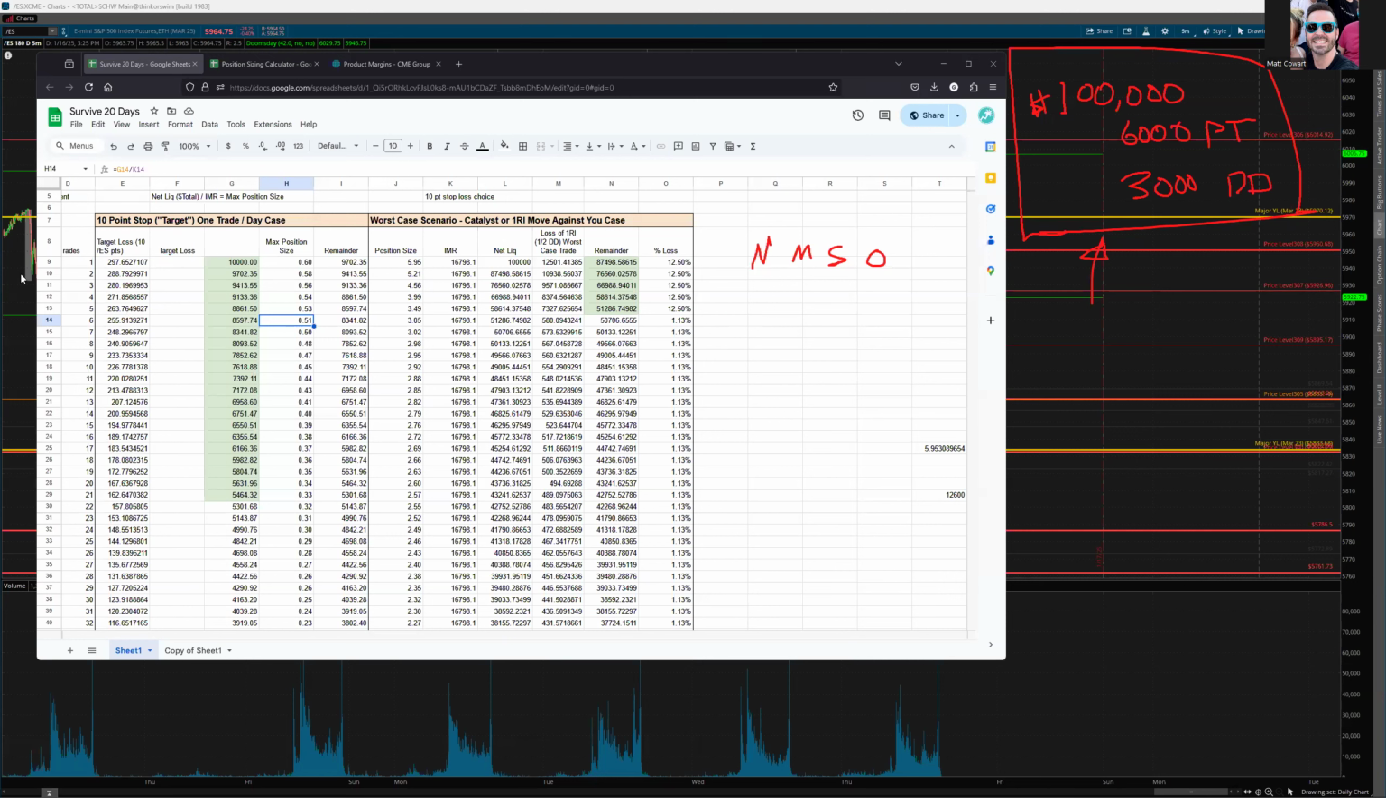Let me see what 3,000 would be. If I take $3,000 divided by the IMR, it's like 2 micros. But think about it like this. It equals 2 micros times 10 points times $50 a point. You're up and down $100, right? That may be like way underneath that 3,000.